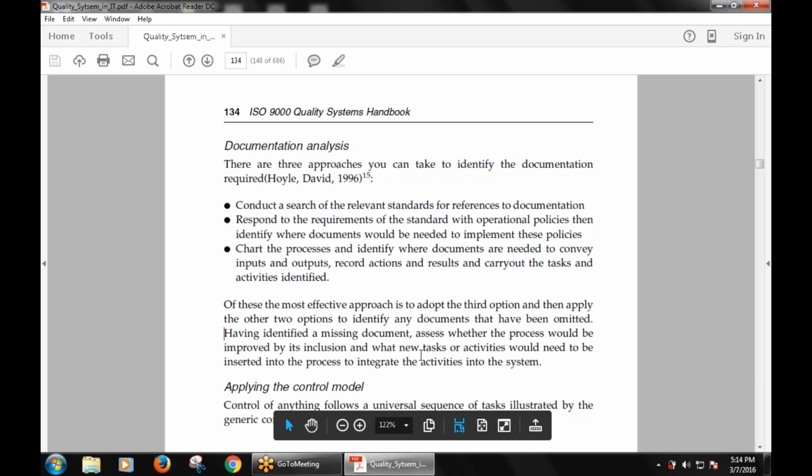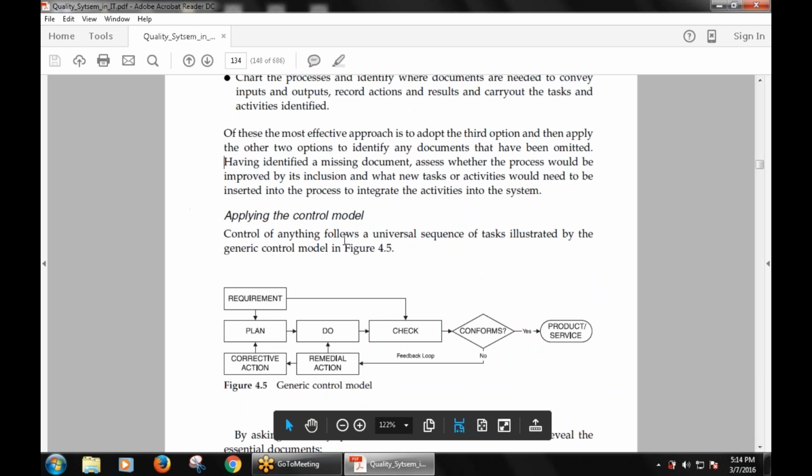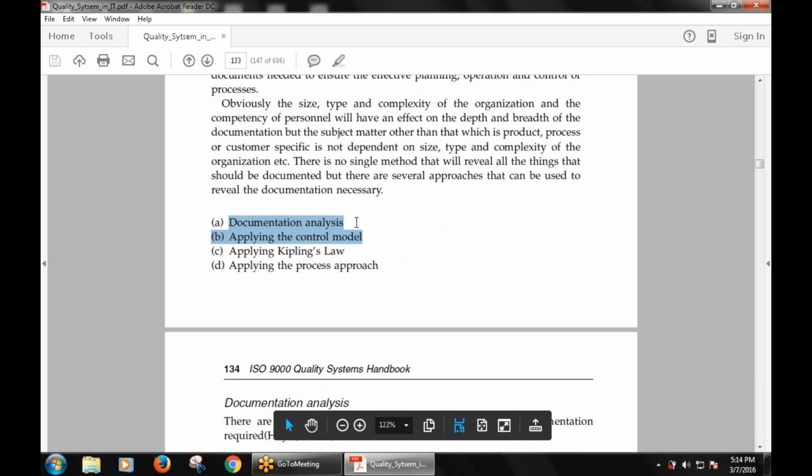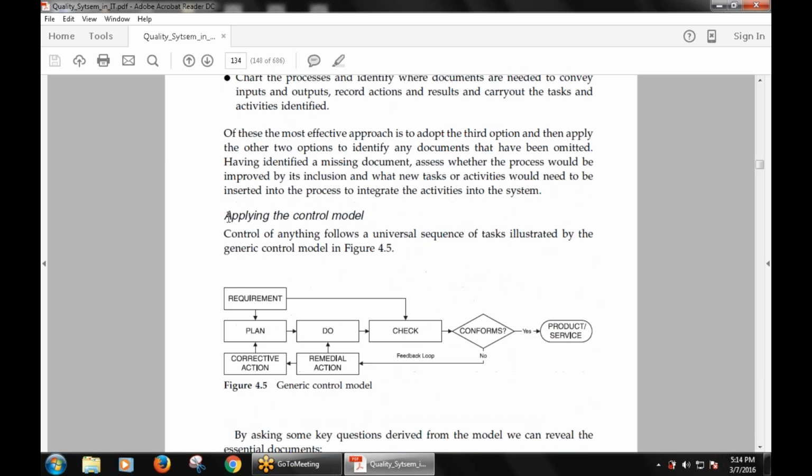So whatever documents are omitted, that is the documentation analysis. Now, the first part is document analysis, and the next part is applying the control model. So what is the control model? Control of anything follows a universal sequence of tasks, and that is what applying the control model means.